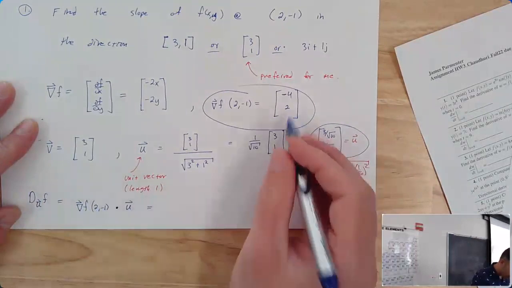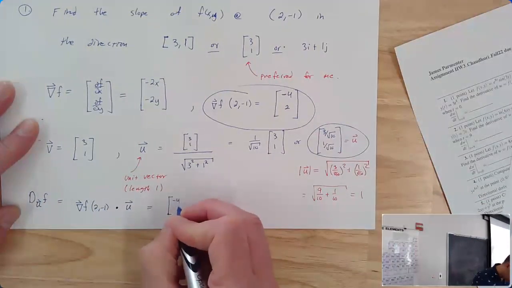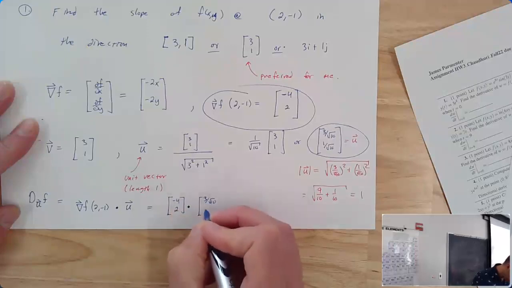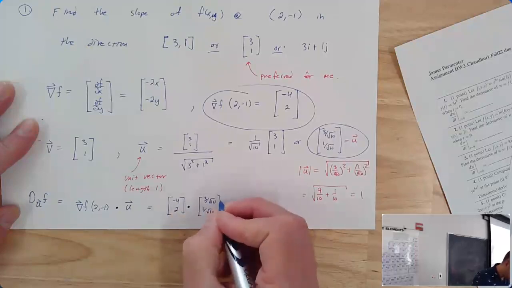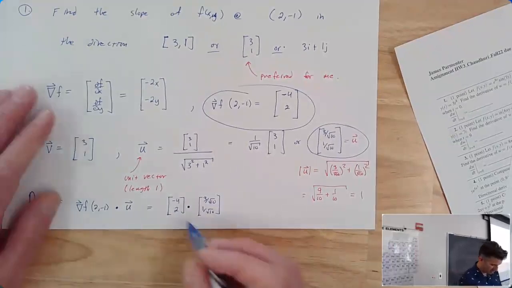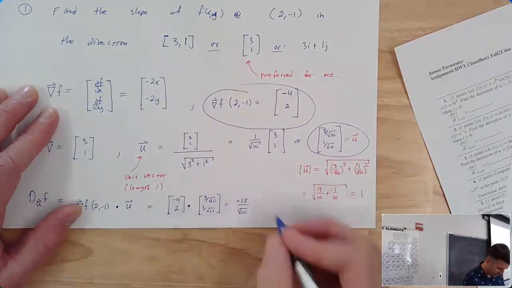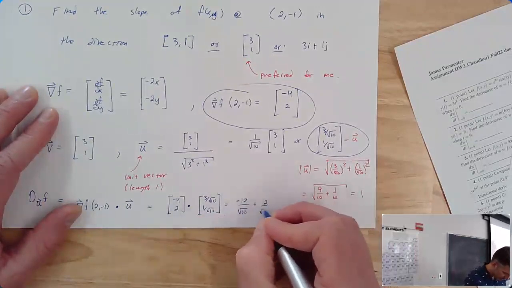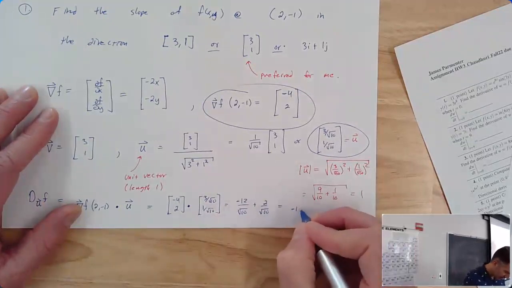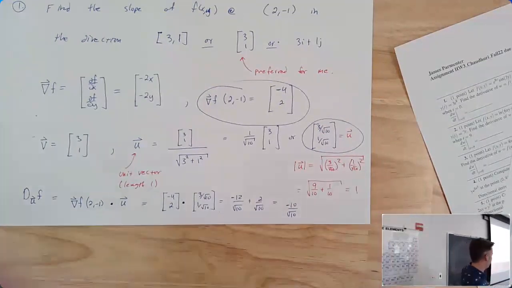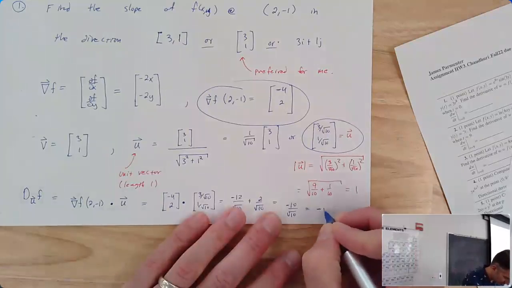That's going to equal, let's see, -4, 2 dotted with 3 over root 10, 1 over root 10. And then we're going to do it. So it's -4 times 3 is -12 over the square root of 10. 2 times 1 is 2 over the square root of 10. And adding this together, you get -10 over the square root of 10. Normally I might not take the steps to rationalize that, but specifically here, since I have 10 divided by its own square root, I might as well say 10 divided by the square root of 10 is the square root of 10. So that's going to equal -√10.